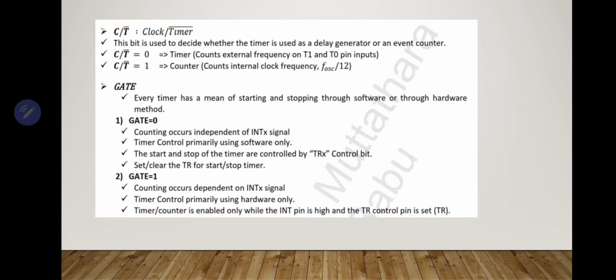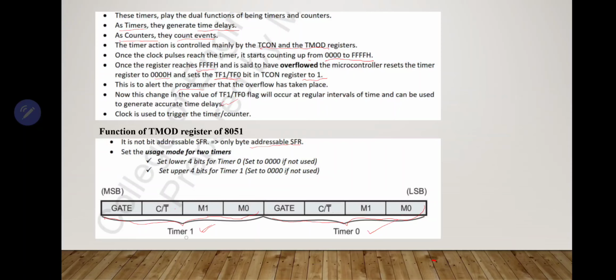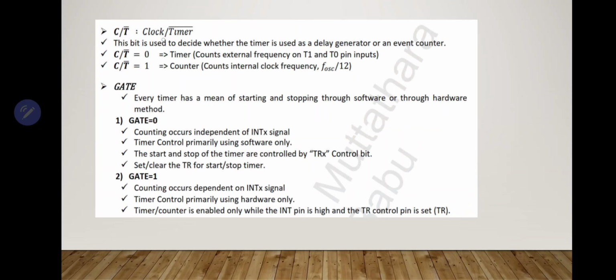Then next we want to study each bit in detail. The first bit we want to study is C bar T bar. It is used to select counter or timer. This bit indicates whether the timer is used as a delay generator or an event counter. So when C bar T bar is equal to 0, since it is an active low pin, it will be active when it is 0. So C bar T bar equal to 0 means that it works in timer mode.